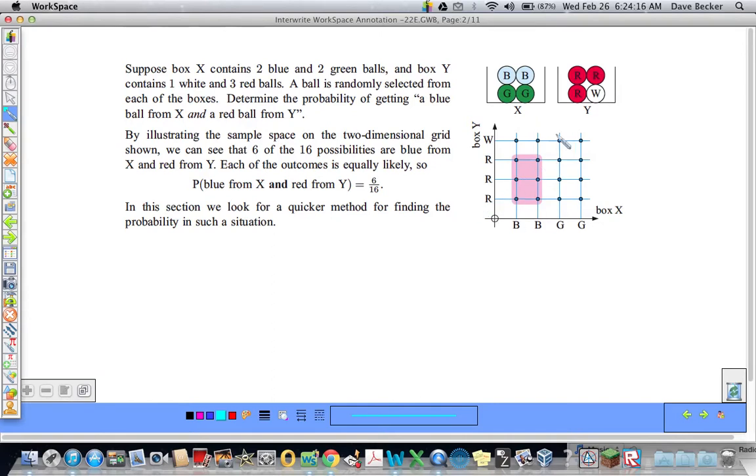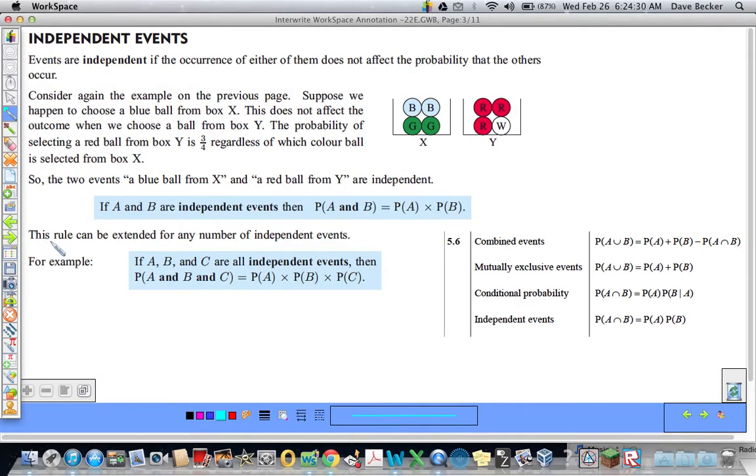Right here, there are 16 possible combinations, and the probability of getting a blue from X and a red from Y is 6 out of 16. But is there a quicker way to do it? Yes, there is.